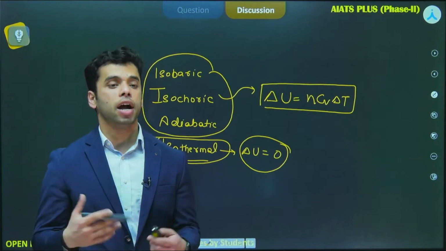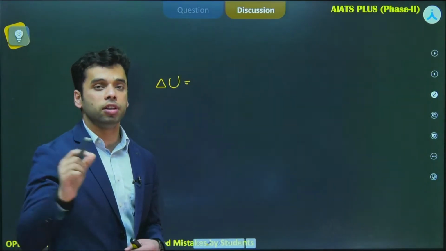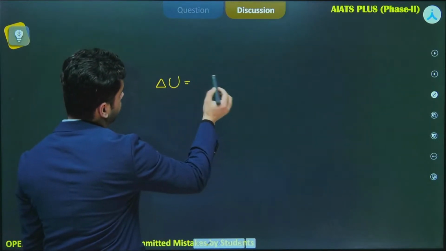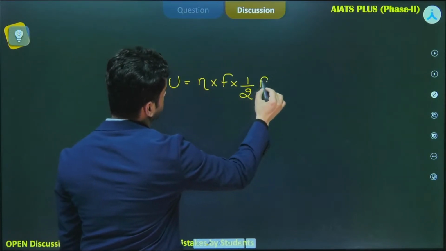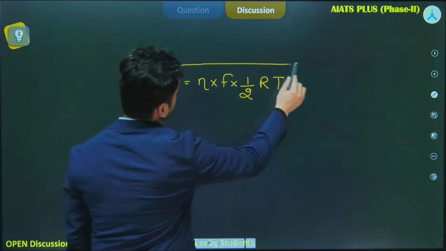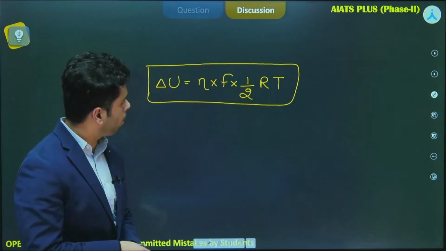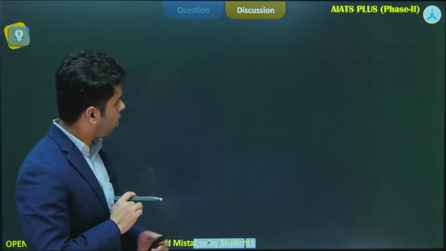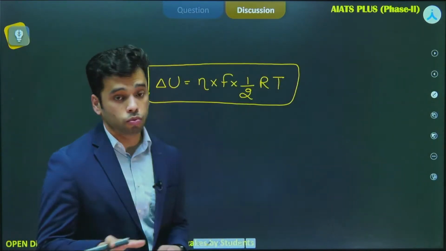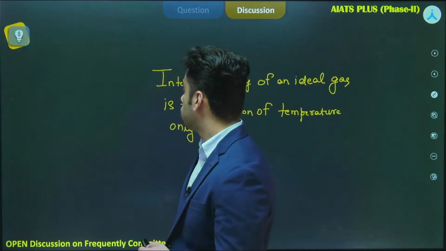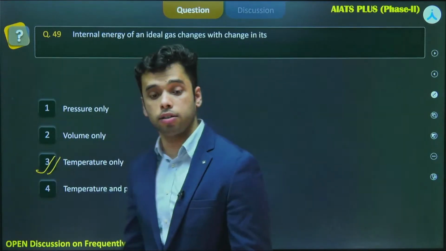And what do we learn from the chapter of kinetic theory of gases? How do we write the expression for delta U there? It is equal to the number of moles into the degree of freedom F into 1 by 2 RT. So delta U is equal to n into F into 1 by 2 RT. That is the expression from kinetic theory of gases, and this is what you get from thermodynamics. Either way, the correct answer is that internal energy of an ideal gas changes with change in its temperature only. So option 3 should be the correct answer.